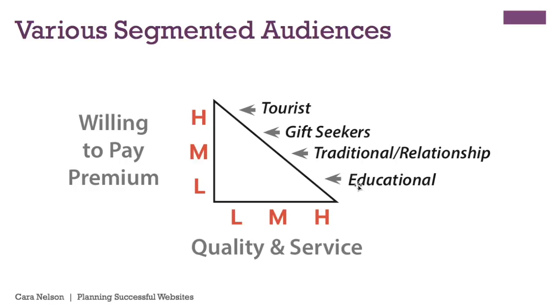And so we came up with educational audience, traditional relationships, gift seekers, and tourists. Now this is for the maple sugar industry. So we obviously have tourists who are willing to pay the premium for maple syrup, which they are. And so then we have gift seekers. We have people that are having weddings or looking for gift ideas. This allowed this client to understand that they are sort of a middle of the line. They're going to pay a little bit more, leaning towards the service.